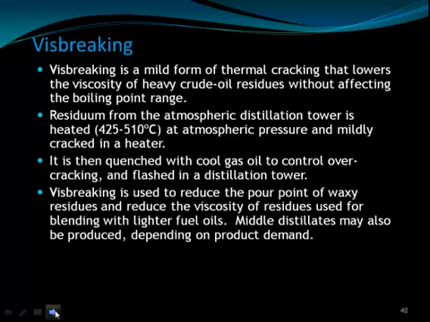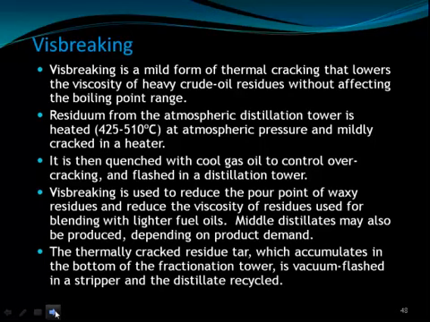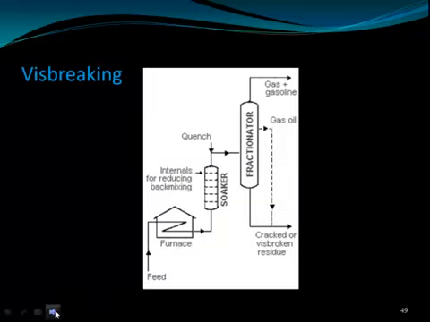Visbreaking is used to reduce the pour point of waxy residues and reduce the viscosity of residues used for blending with lighter fuel oils. Middle distillates may also be produced depending on the fuel demand. The pour point refers to the point where a liquid gets its fluidity to flow. So the temperature at which it just gets fluidity is referred to as the pour point. The thermally cracked residue tar, which accumulates in the bottom of the fractionation tower, is vacuum flashed in a stripper and the distillate is delayed.